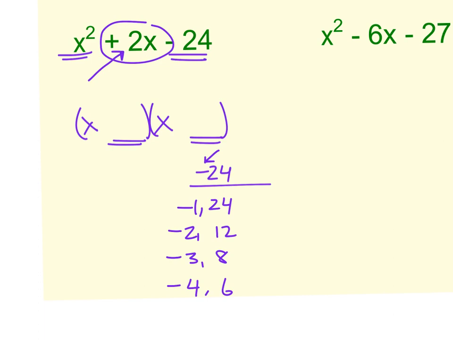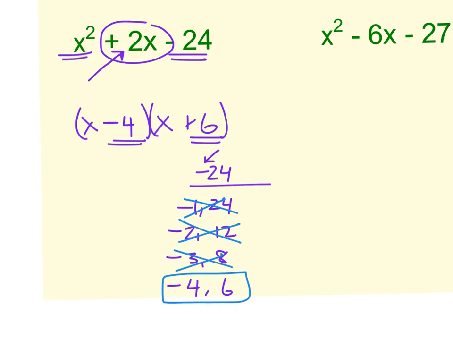Now we're going to add all these together and see which ones give us that positive 2x. So negative 1 plus 24 is 23, so that doesn't work. Negative 2 plus 12 is 10, that doesn't work. Negative 3 plus 8 is 5. Negative 4 plus 6 is a positive 2. So we are going to have a negative 4 and a positive 6.